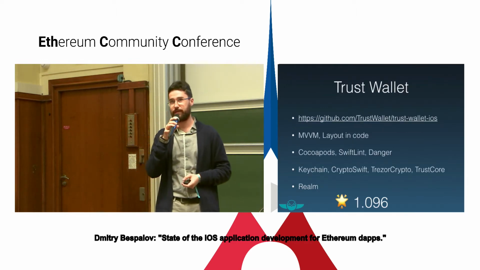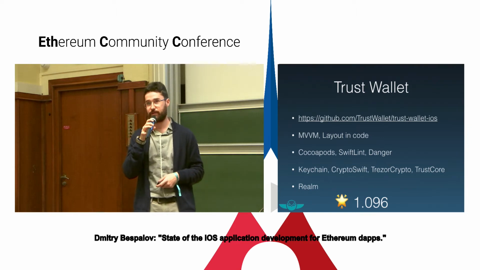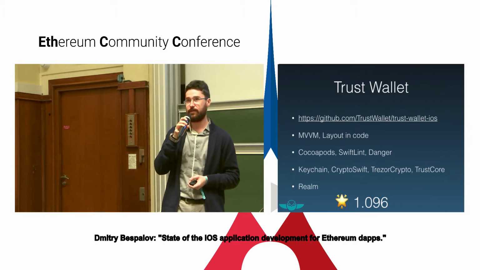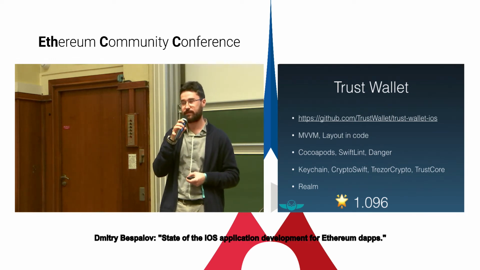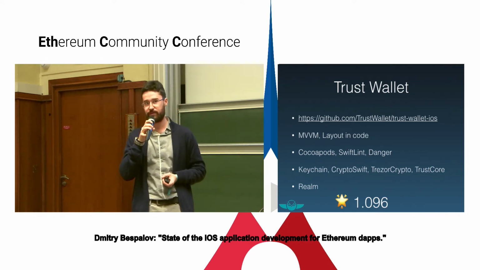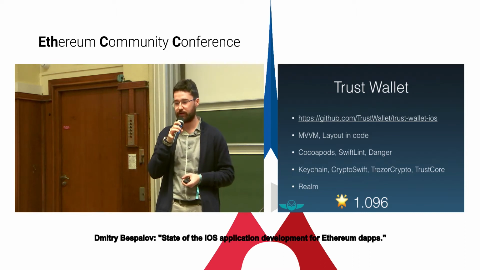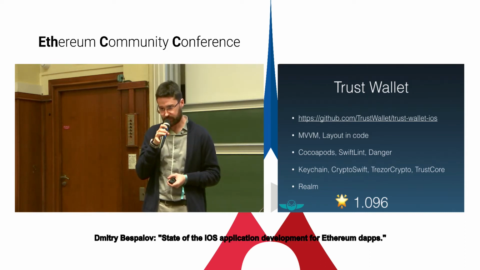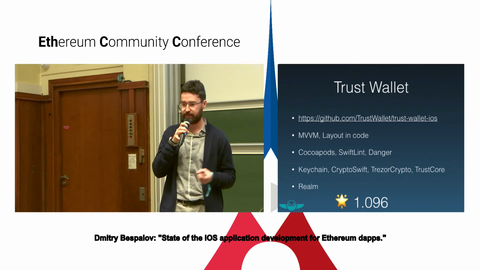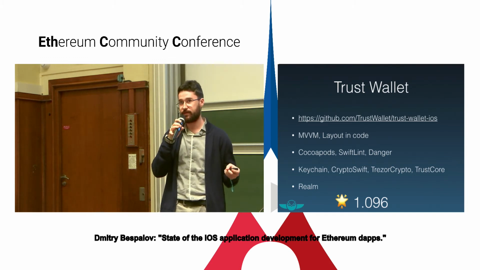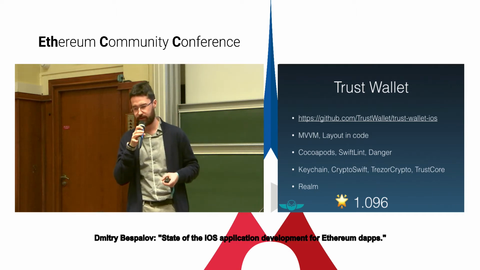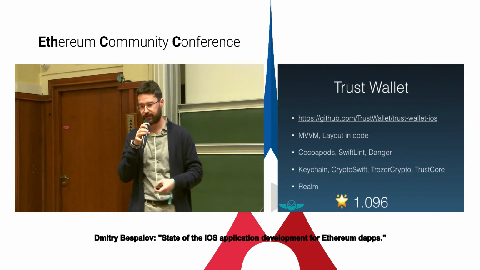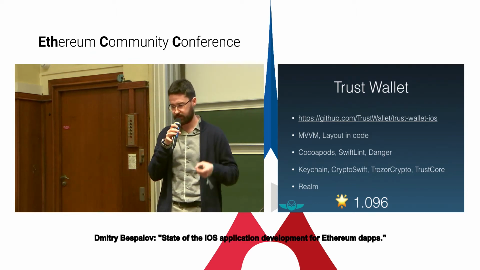So Trust Wallet got much attention. Unfortunately, not many reviews on the App Store. But here on GitHub, it has around 5 to 10 times more stars than on the App Store. Trust Wallet architecture is more or less MVVM with layout done in code. It also uses auto layout, but specifies it in code. It uses these tools: CocoaPods, SwiftLint, and Danger for pull requests.